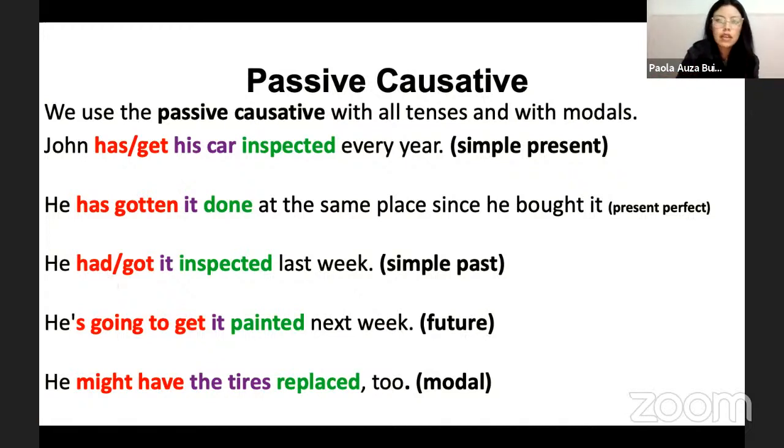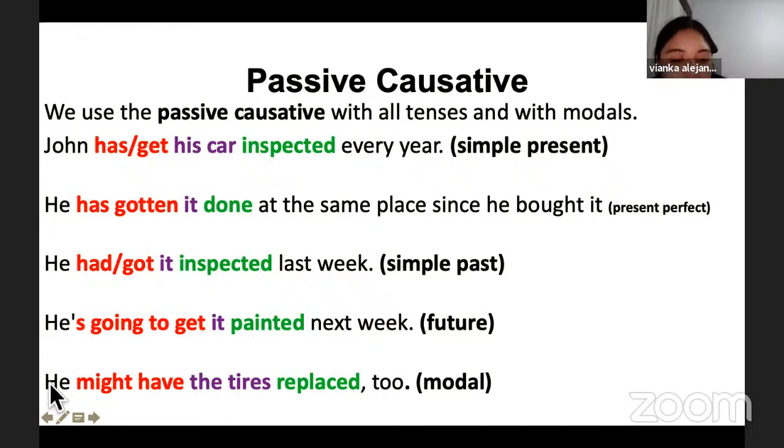All right. Next, vale, future. This is future. He's going to get it paint next week. Excellent. Thank you very much. So same thing, no? This is future. I'm using going to get, no? Future, the object, and then past participle, no? Future. And finally, Bianca, the last one is using a modal verb.